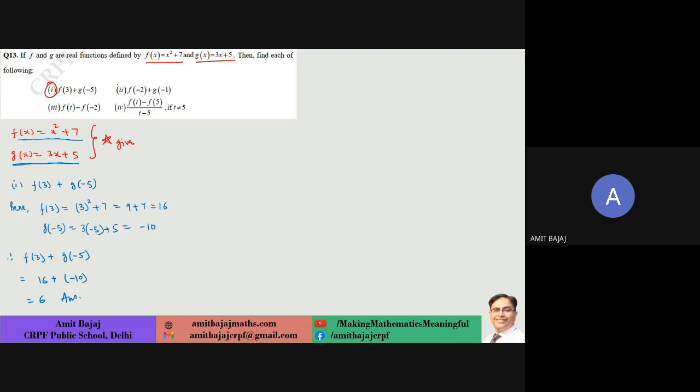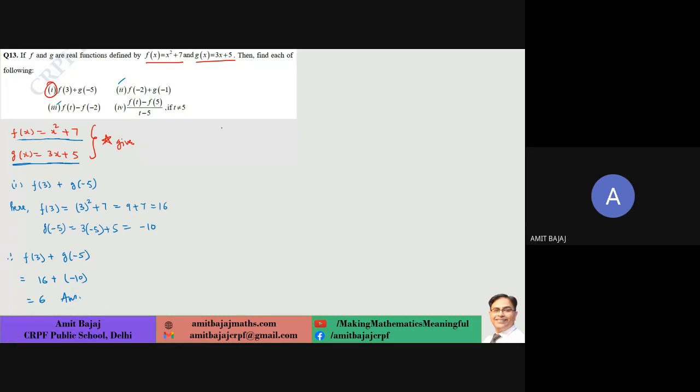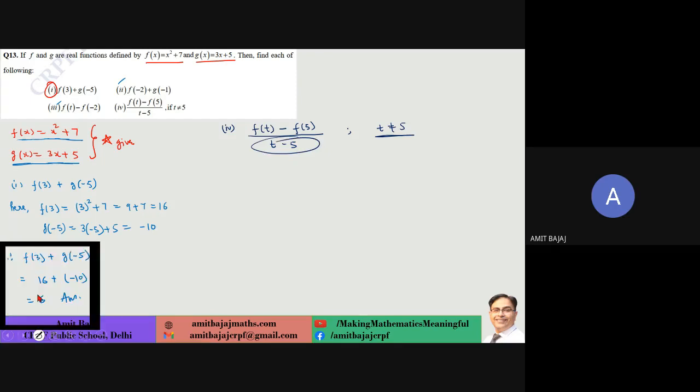Similarly, the second and third parts can be easily attempted. Let me take one more part, the fourth one: f of t minus f of 5 over t minus 5, if t is not equal to 5, and that is common sense. This expression will not be defined if t is equal to 5. Hence, the given condition is with us.